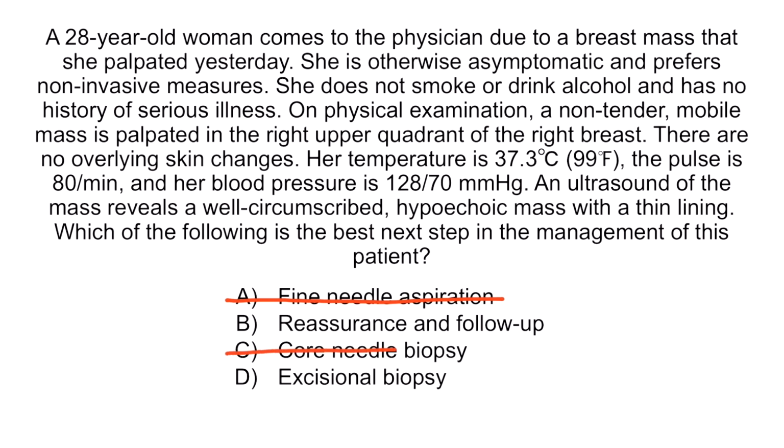Option C, core needle biopsy, and D, excisional biopsy, are required in patients with masses that raise concern for malignancy. This patient is asymptomatic with ultrasound findings showing a simple breast cyst. Therefore, option B, reassurance and follow-up, is the correct answer. This concludes our section of benign breast diseases.